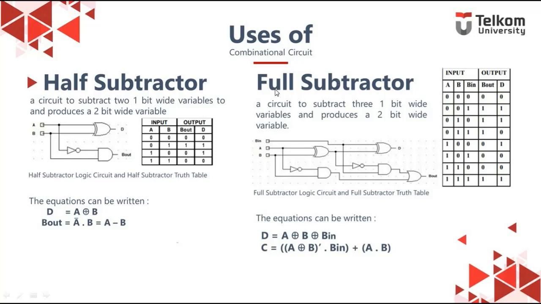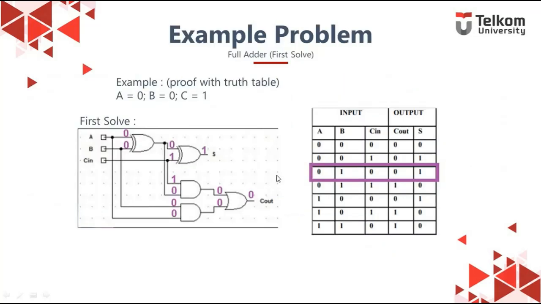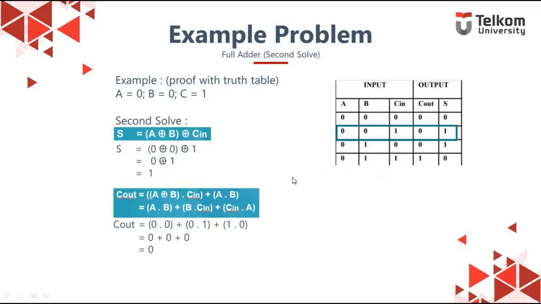And then the last one is full subtractor. Full subtractor is a circuit to subtract three 1-bit wide variables and produce a 2-bit wide variable. The difference between full subtractor and half subtractor is that full subtractor has B in for the subtraction. Okay, there are example problems. You can read them by yourself to improve your knowledge about combinational circuit.